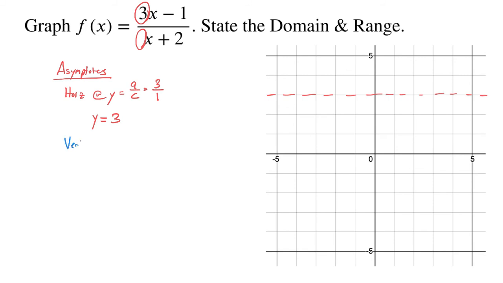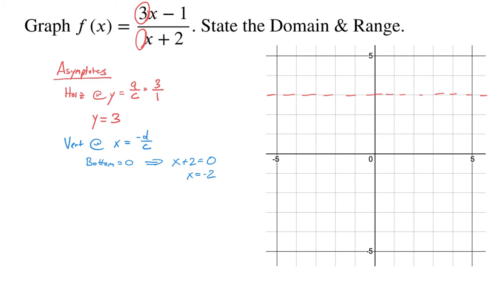What about the vertical asymptote? It's at x equals the opposite of d over c, but I never remember that. I'm just going to forget it every single time. So what I do instead is set the bottom equal to 0. In this case, x plus 2 equals 0, and I'll end up with x equals negative 2.